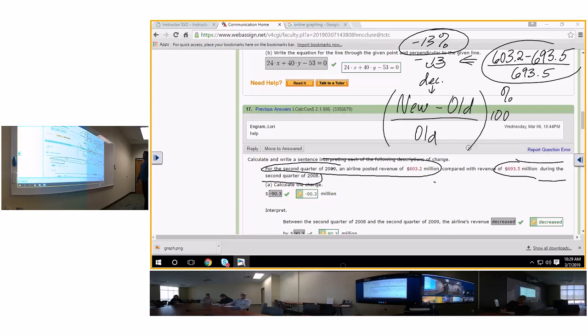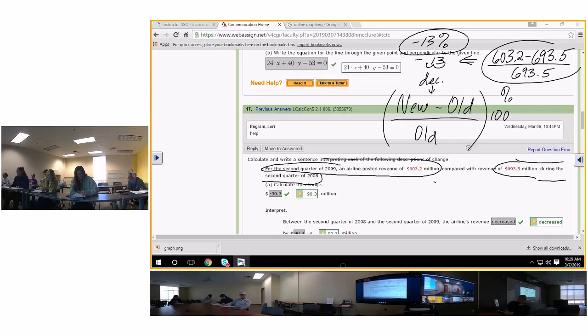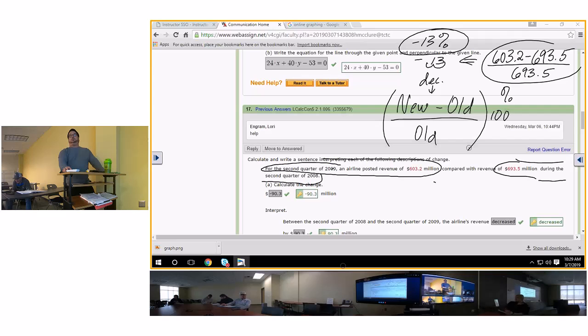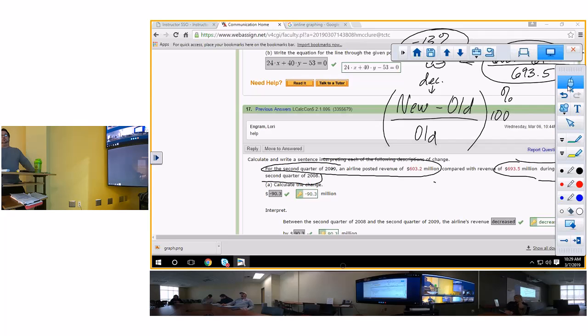Now, they're getting you to go through 2 or 3 questions, but the final answer should be negative 13%. Let's see what they're asking y'all to jump through hoops for.